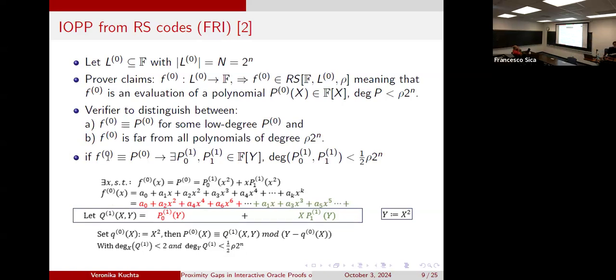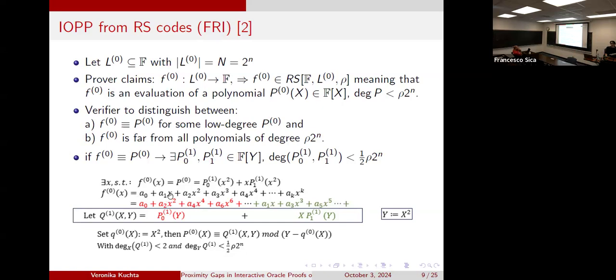The idea used here was actually borrowed from inverse FFTs. If F0 is indeed congruent to some low degree polynomial P0, then there exist two other polynomials, P01 and P11, as you will see in this concrete example, where the degree of each of those polynomials is smaller than half of the initial degree. So let's imagine F0 of x was equal to this polynomial P0.